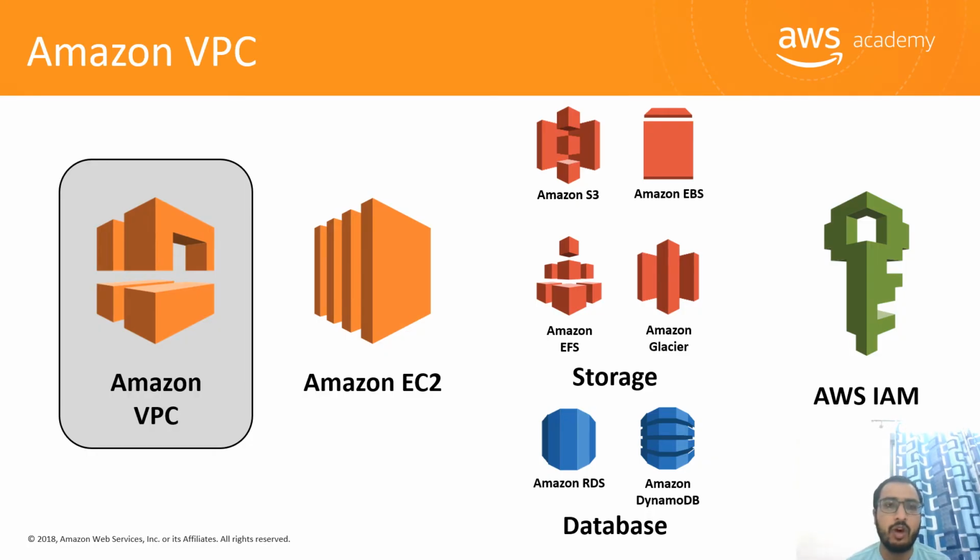So first we have to know what are the constituents in VPC. So Amazon VPC consists of EC2 instances. We can have S3, EBS, Amazon EFS, Glacier, RDS, RDB. We can have these inside our VPC.